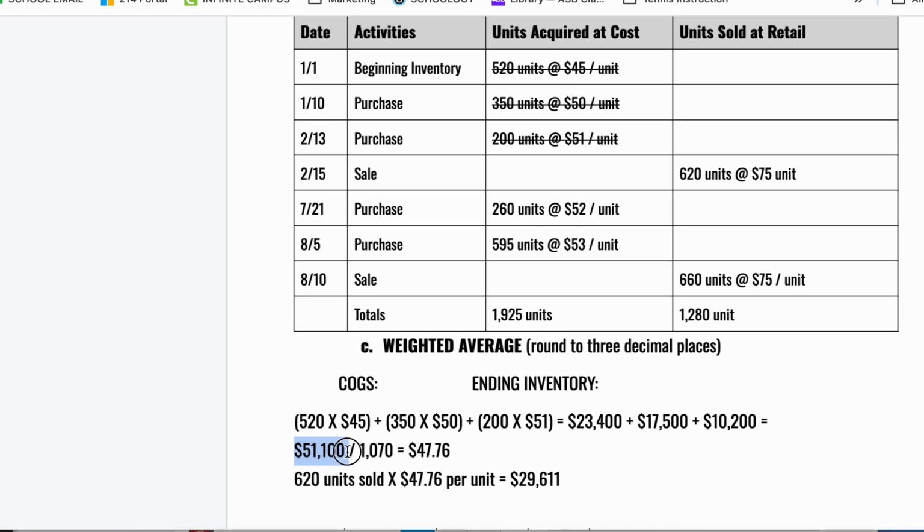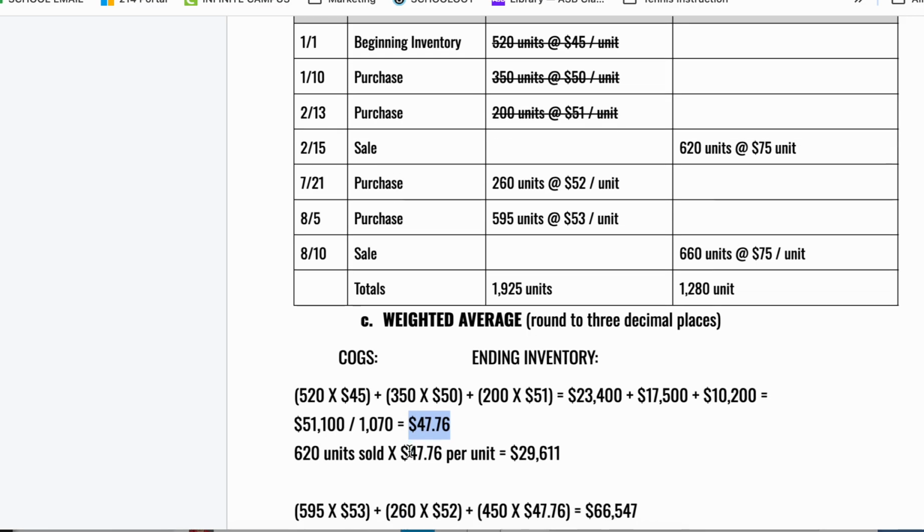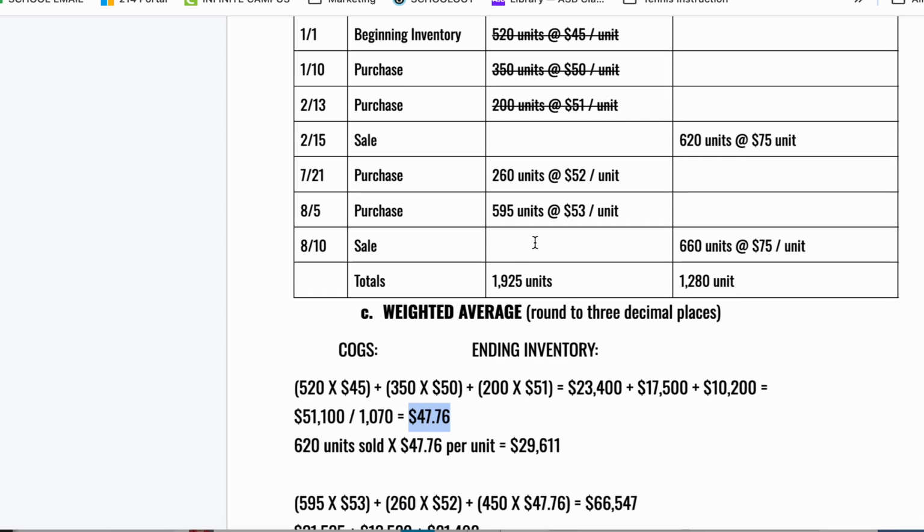51,100. That's this times this plus this times this plus this times this. That's all those three added together, 51,100, divided by 1,070. Why 1,070? Because 520 plus 350 plus 200 equals 1,070. So my average cost per unit is $47.76. So of the 620 units that I sold, I multiply that by $47.76. So my cost of goods sold for that sale was $29,611.